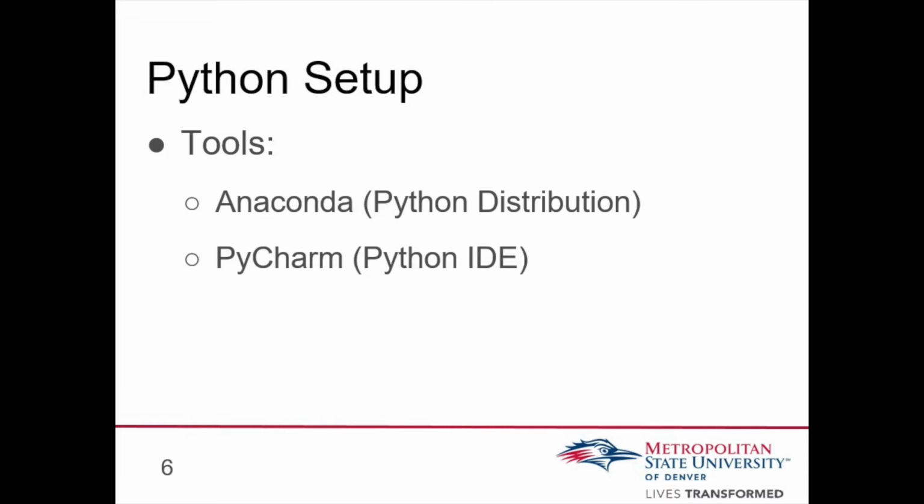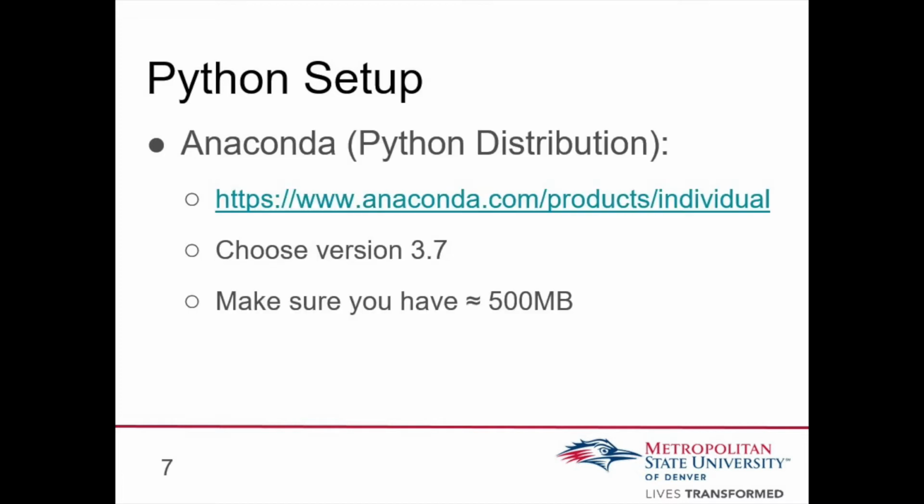In this module, we will describe how to set up the 2 tools we will be using in this course, Anaconda and PyCharm. Anaconda is a popular Python distribution that comes with many useful libraries for Python development, including the matplotlib, a data visualization toolkit that we will be using later in this course. When you download Anaconda, make sure you get Python version 3.7 or greater, and that you also have at least 500 megabytes of free space on your computer.